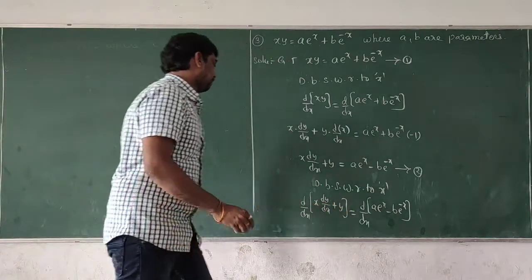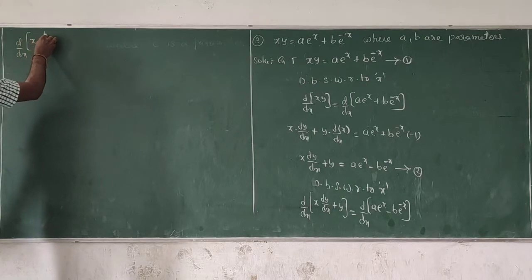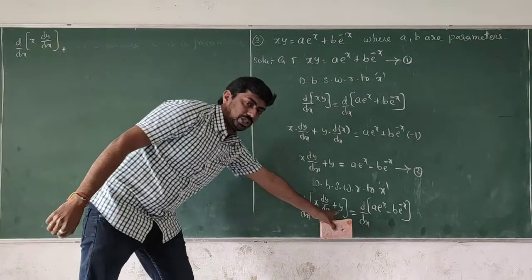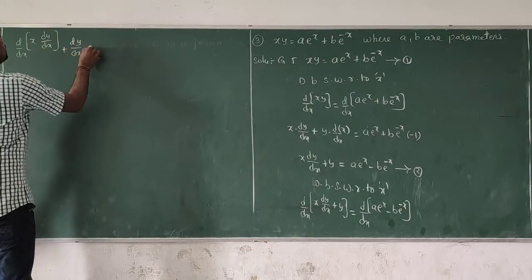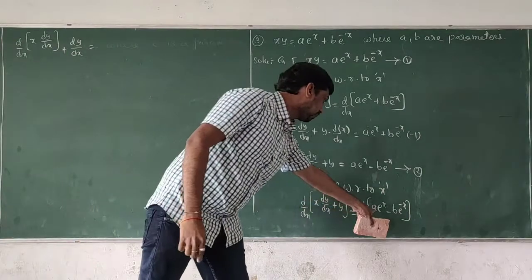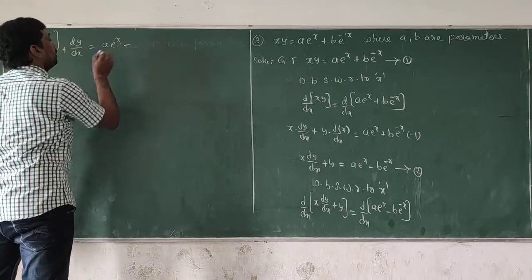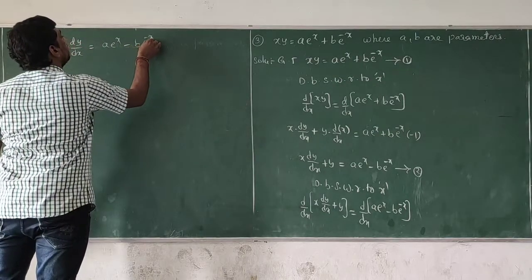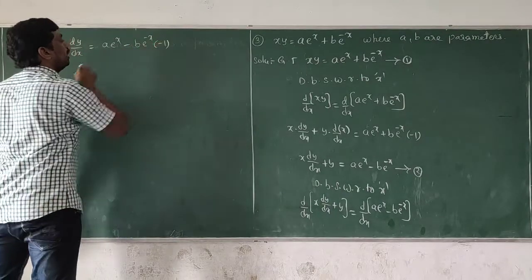Here y is u plus v. Separate the differentiation to each term of the function. Derivative of x into dy by dx, plus the second term differentiation, dy by dx is equal to: differentiate that one, a into e power x differentiation e power x, minus b into e power minus x differentiation e power minus x into minus x, internal function derivative, minus.